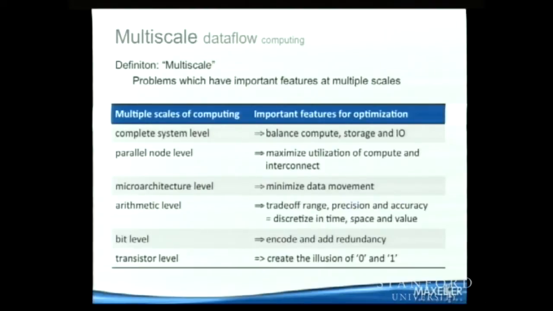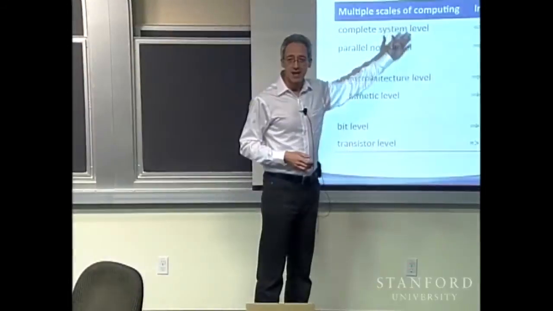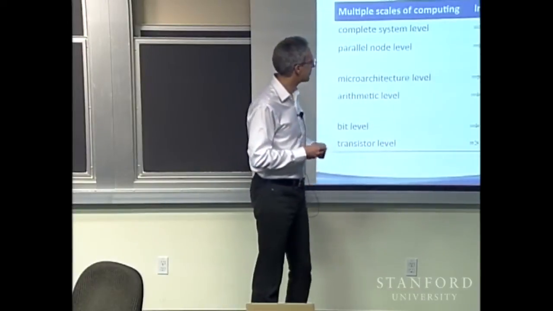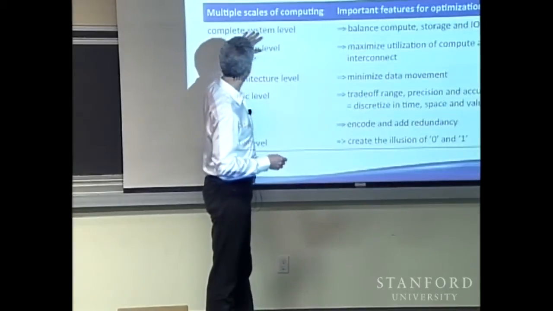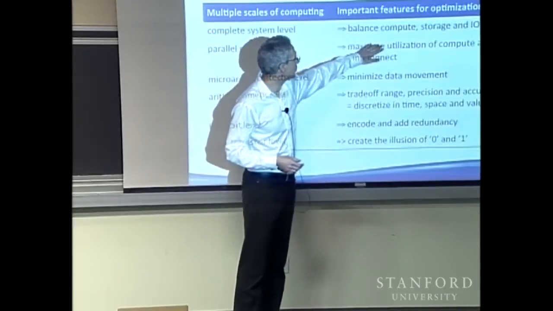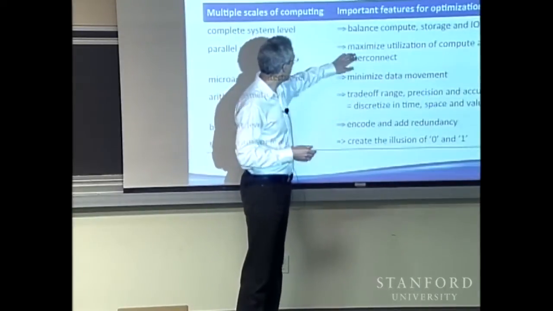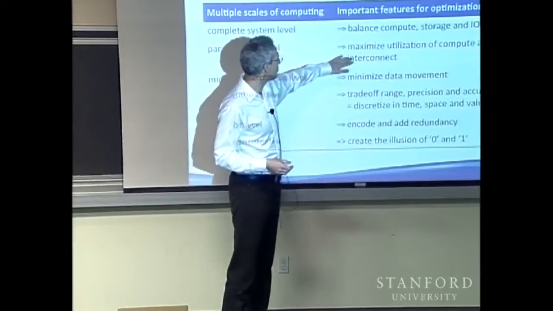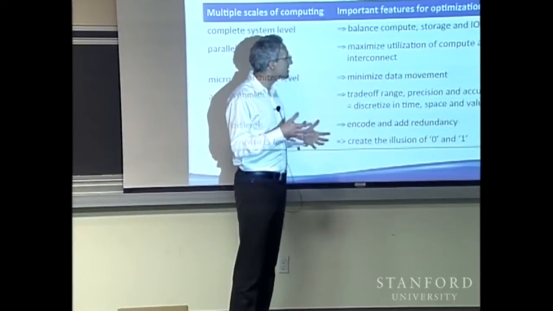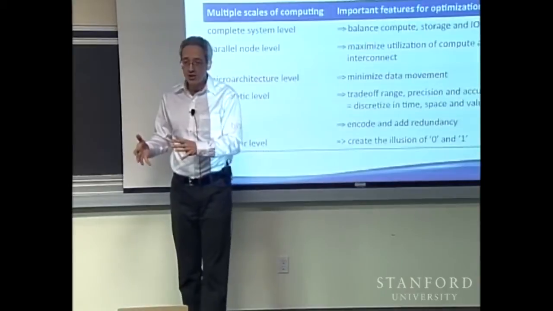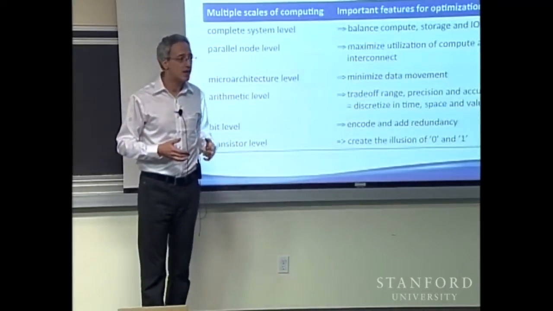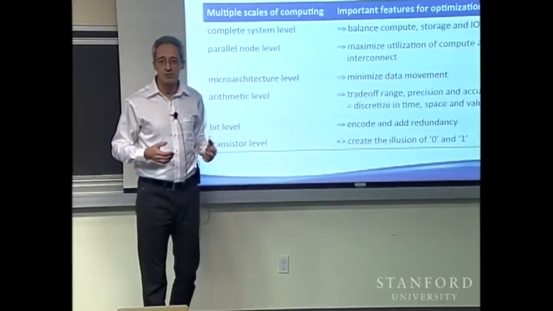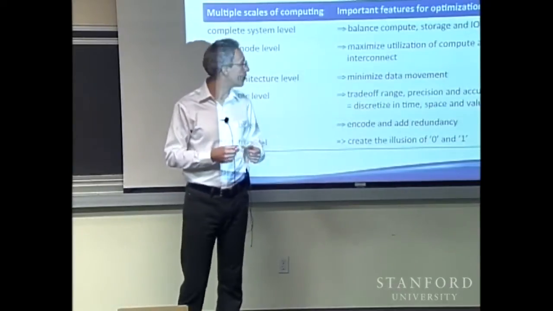Once you look at all of these things and you go top down, then you go bottom up again, and you play a few times back and forth, you figure out what you can do on each of these levels. On the complete system level, you would like to balance compute, storage, and I/O. On the parallel node level, you would like to maximize the utilization of your computation and your interconnect or communication. And people would talk about the computation to communication ratio of their parallel programs.